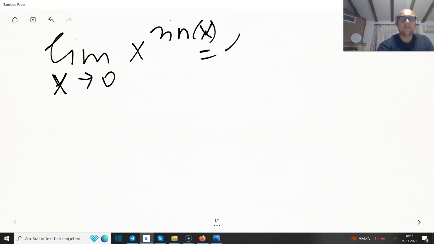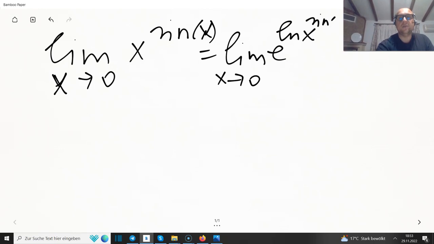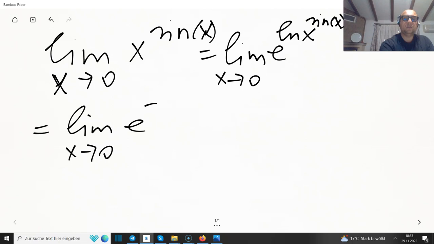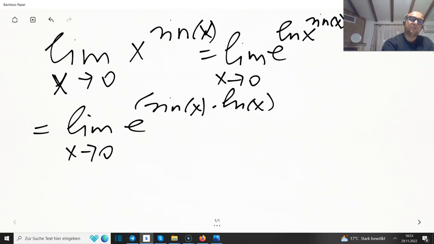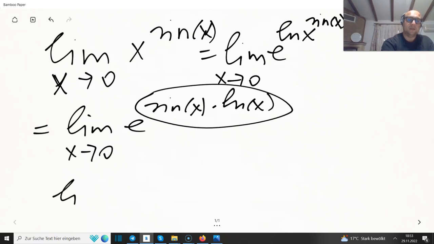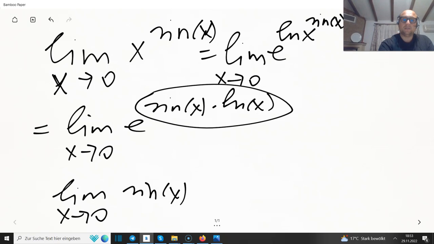So let's rewrite it. Limit x towards 0 as e to the power of ln of x to the power of sine of x. Applying the logarithmic rules, we are going to have limit x towards 0 of e to the power of sine of x times ln x. And now it's all about this guy. So we got the limit x towards 0 of sine of x times ln of x. All right.